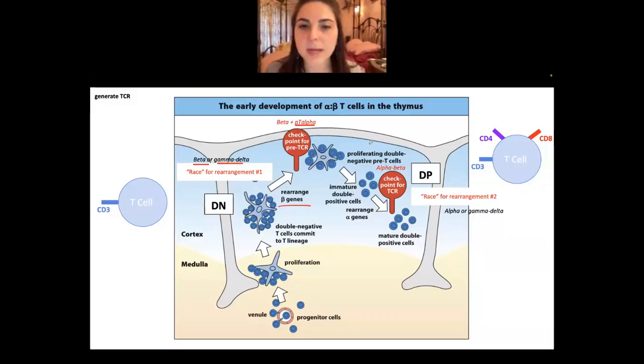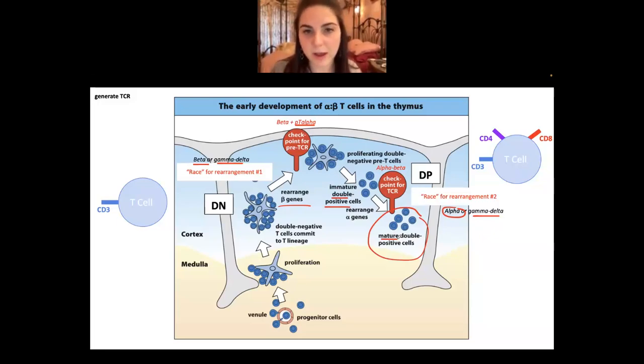So now it's going to keep going, and now we're going to have a double positive T cell. Double positive cells here. Then we have our race for rearrangement 2. Now the alpha chain needs to rearrange, or we give the gamma deltas a second chance. That happens, and a lot of the time the alpha chain is going to win the race, and we end up with mature double positive T cells at the end of this. Mature meaning they have an alpha chain and a beta chain making up their T cell receptor.